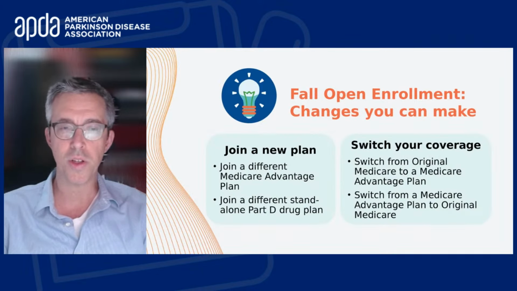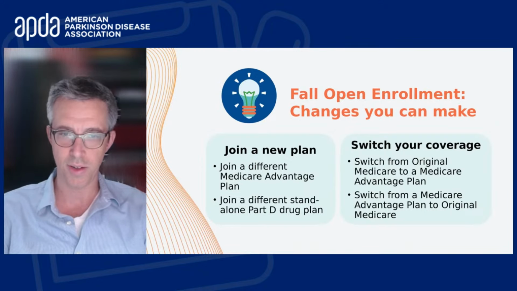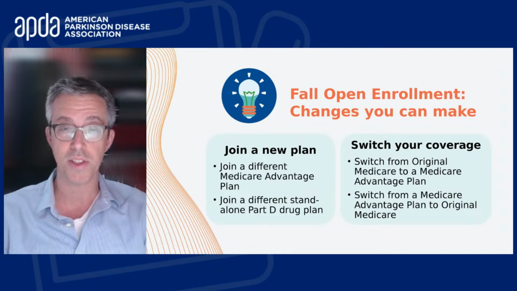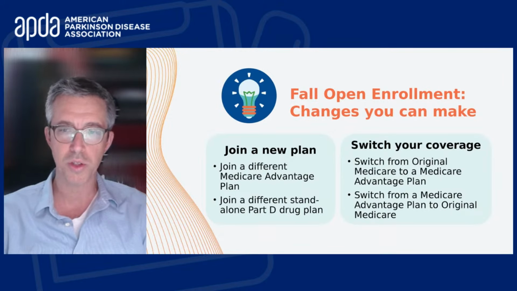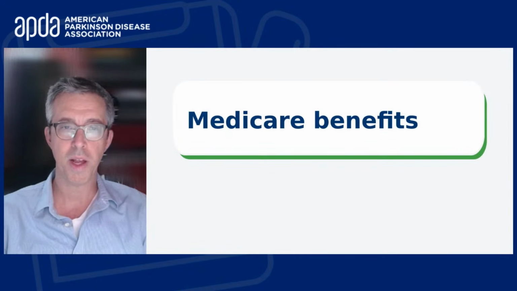During fall open enrollment, you can make these changes. You can join a new plan. You can join a different Medicare Advantage plan or join a different standalone Part D drug plan. You can also switch your coverage. You can switch from original Medicare to a Medicare Advantage plan or switch from a Medicare Advantage plan to original Medicare.